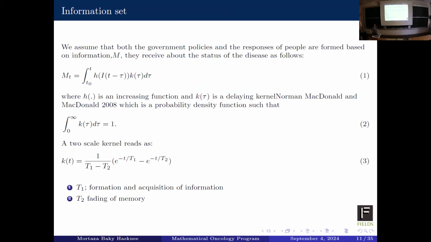So, I don't know what the problem is. The title is not clear.